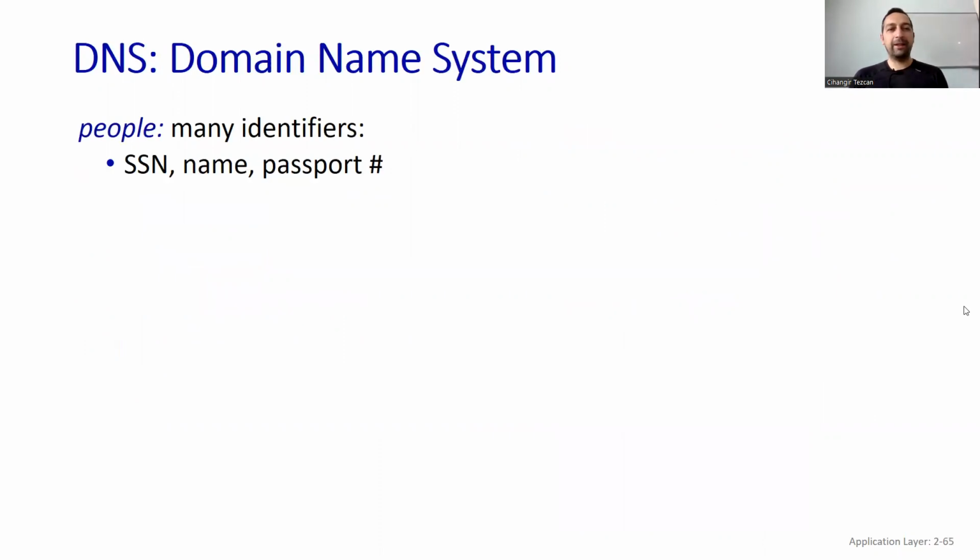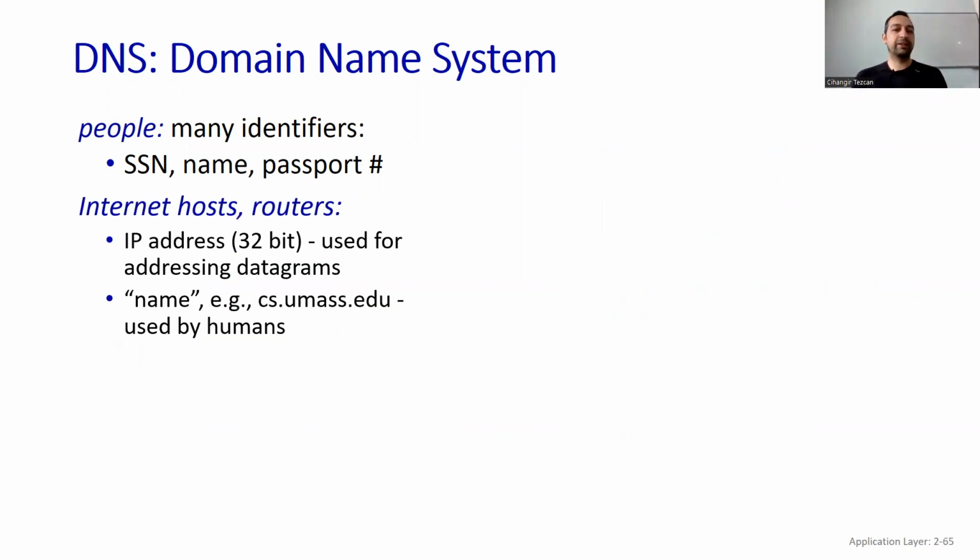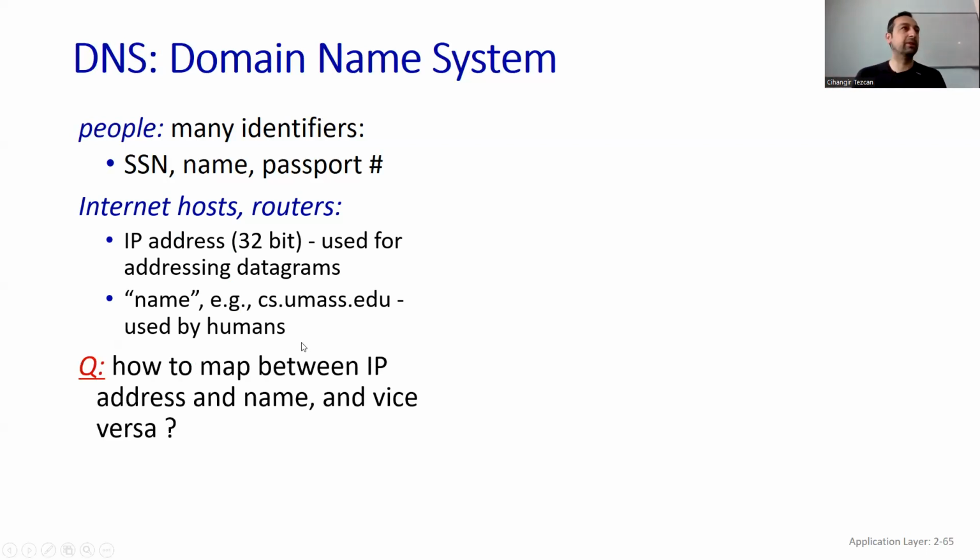So people have many identifiers like your social security number, name, passport number, etc. Internet host routers have, on the contrary, an IP address, which is 32 bits used for addressing datagrams. And there is also the human readable name of the host. Every host connected to the network has an IP address. So memorizing all of these IP addresses is not a good thing.